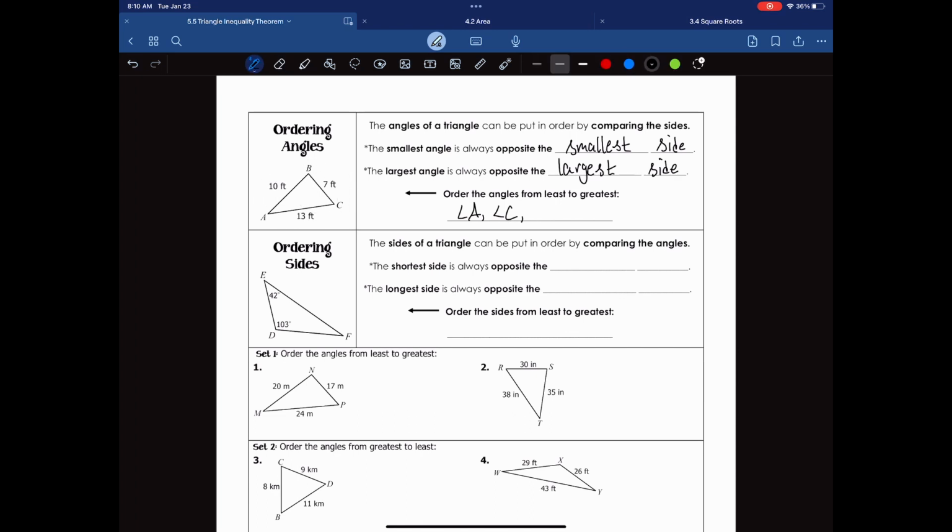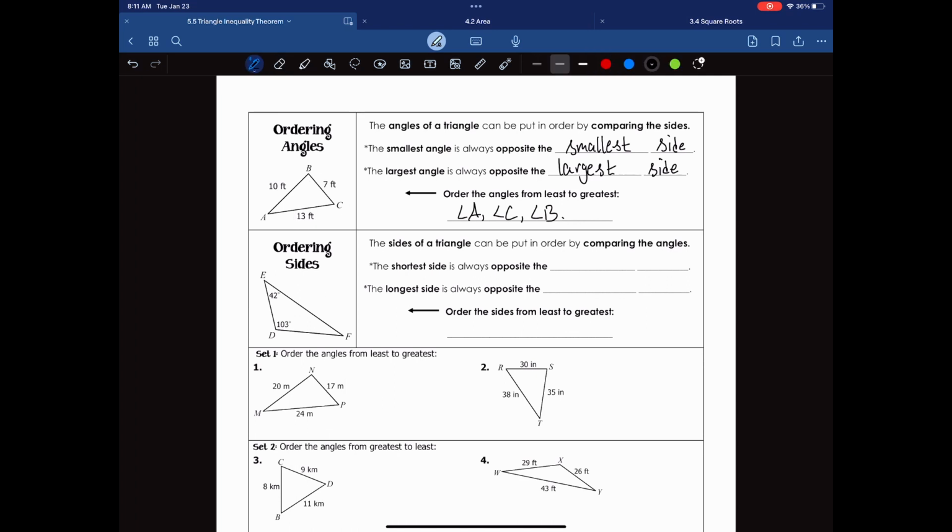Give yourself some room. I mean, obviously, it has to be the last angle that we haven't talked about yet, angle B. But, I mean, here's the largest side. It's opposite angle B. Angle B. There you go. That is how you go from least to greatest. This is how you order angles of triangles.